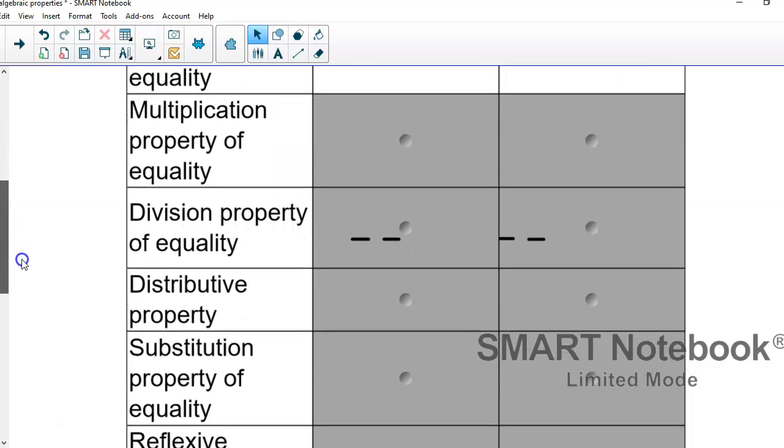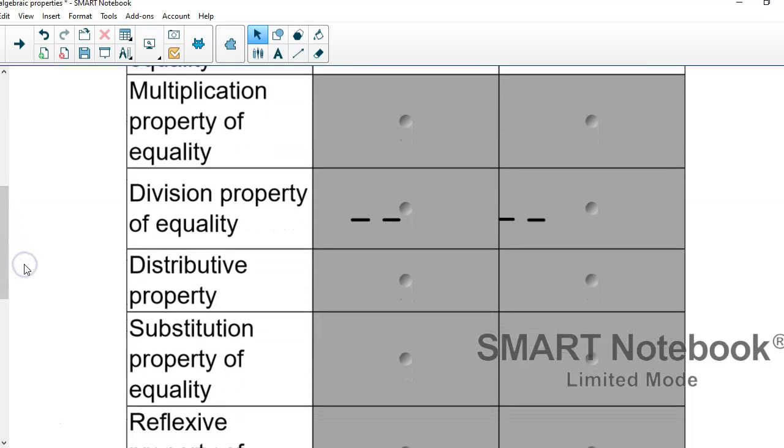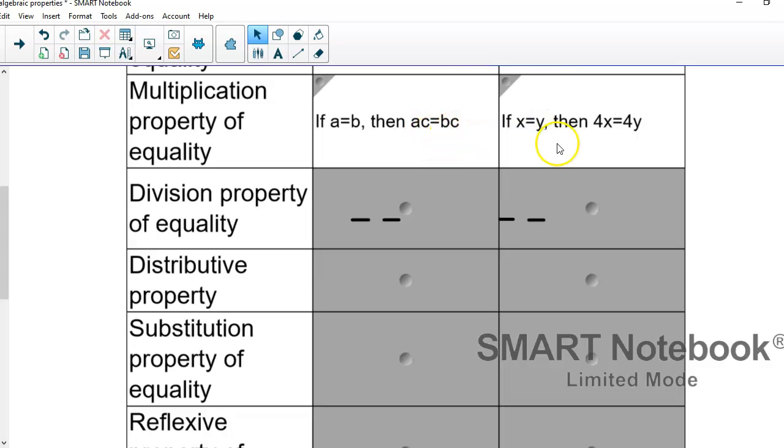The next property is the multiplication property of equality. That's also from Algebra 1, and it says that you can multiply both sides of an equation by the same number and the equation stays equal on both sides. So if A equals B, then A times C equals B times C. So they're multiplying both sides of the equation times C. An example of that would be if x equals y, then 4x equals 4y. They're multiplying both sides of the equation by 4.